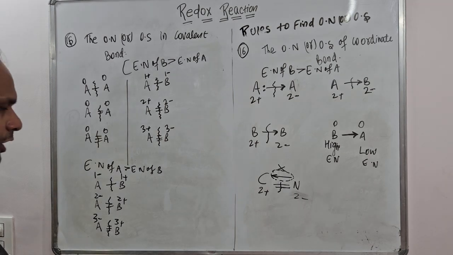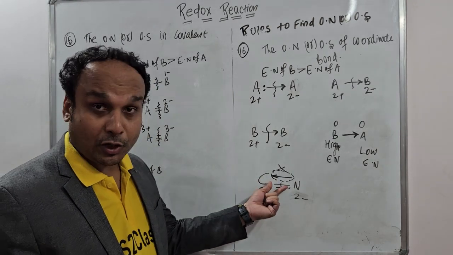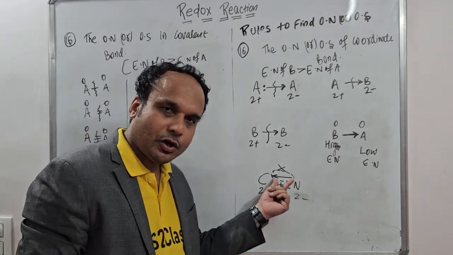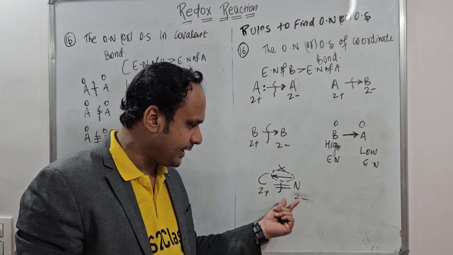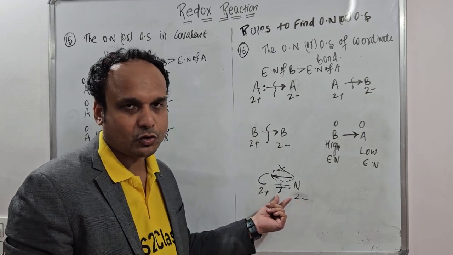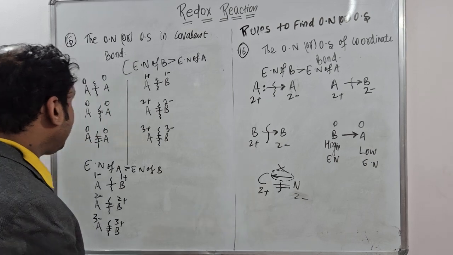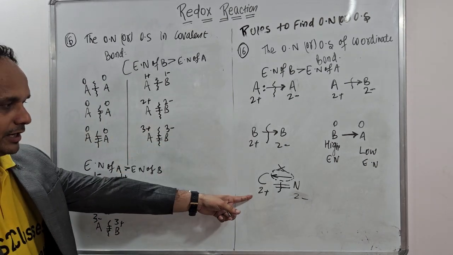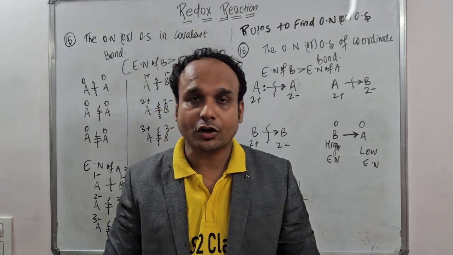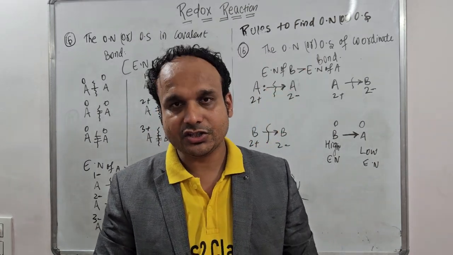Now as you have written all the things, this coordinate bond is not formed. Now with the double bond it will break. So the more electronegative will get 2 minus, the less electronegative will get 2 plus because the double bond is breaking. So likewise I have done over here with the double bond. So like this I have completed the rules to find the oxidation number and oxidation state.